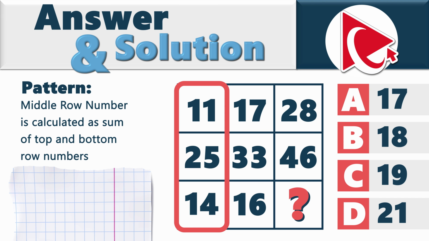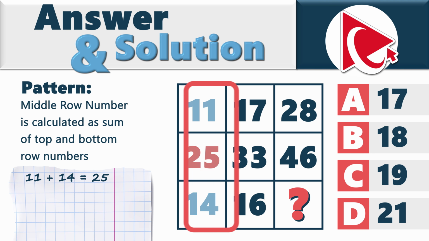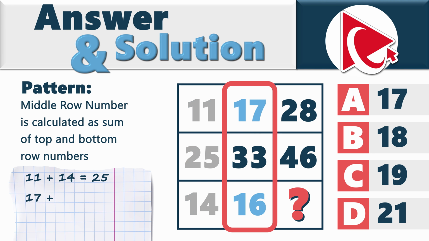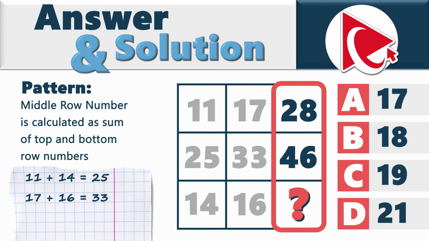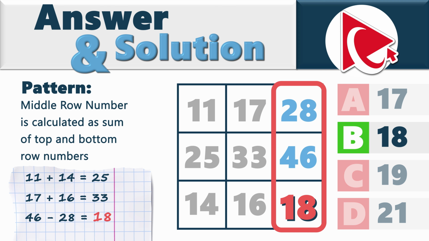Let's look at the example. Let's start with the first column. 11 plus 14 equals 25. In the second column, 17 plus 16 equals 33. So to calculate the missing number, the math would be 46 minus 28 equals 18. So the correct answer here is choice B, 18.